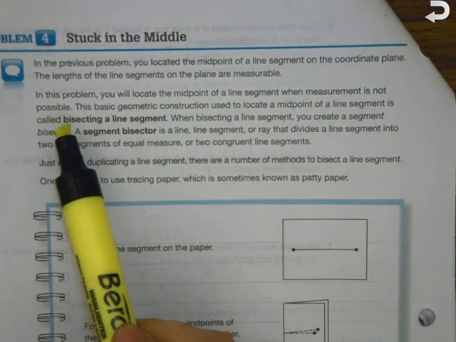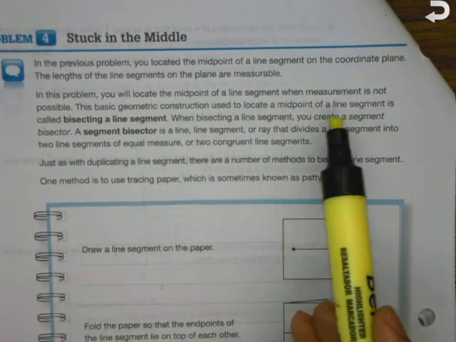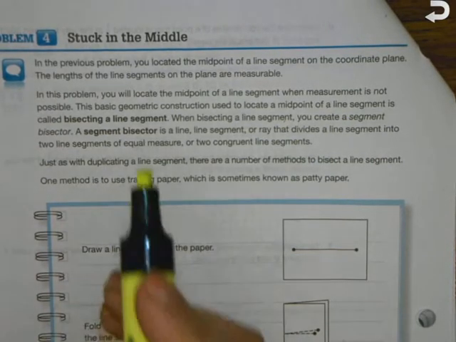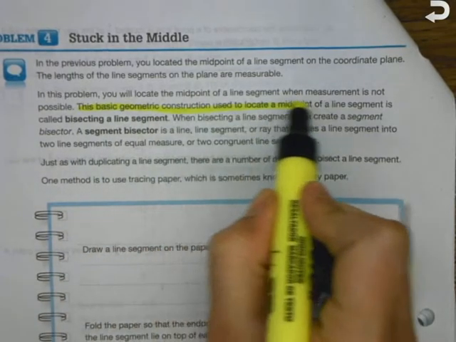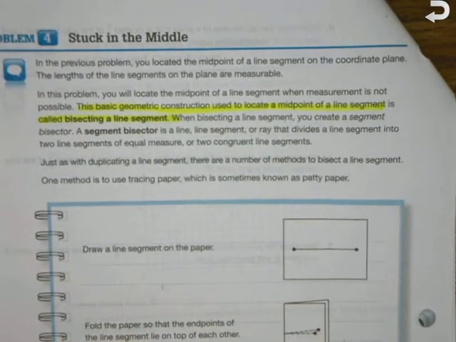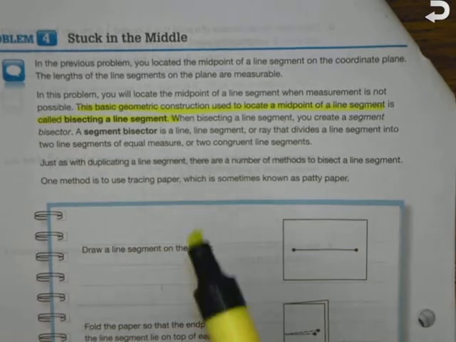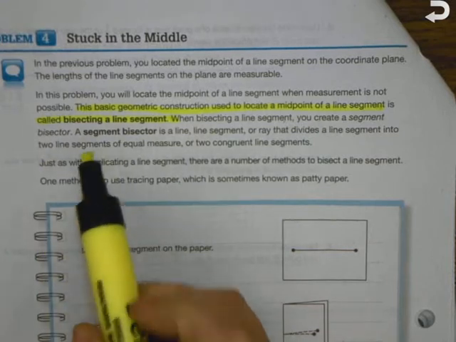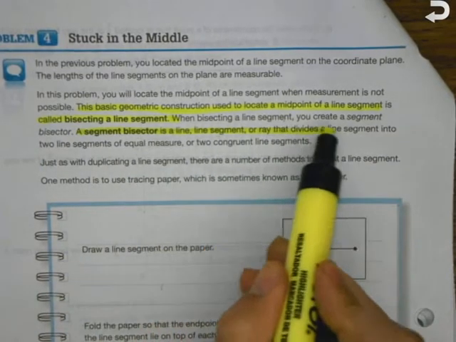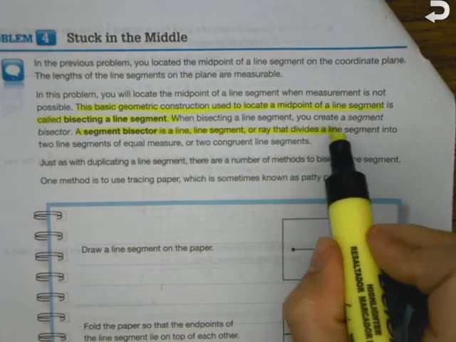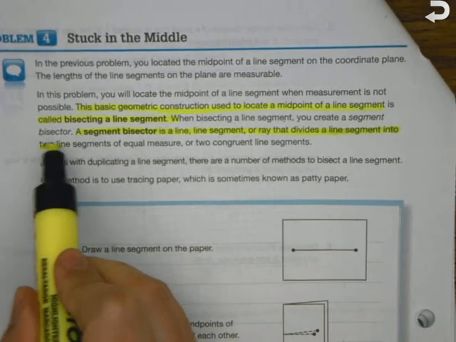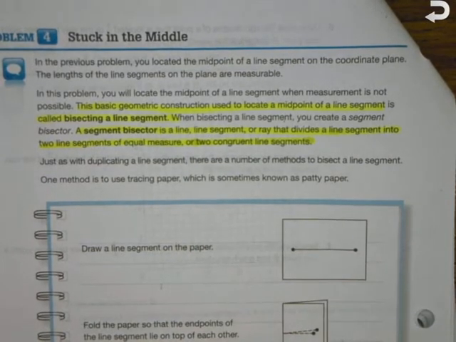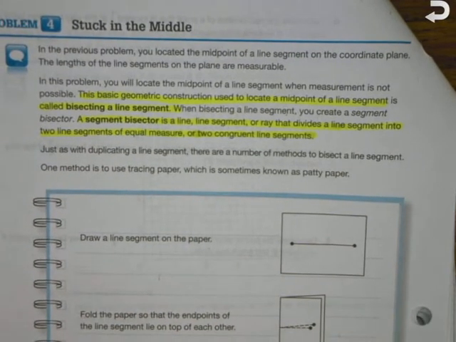The basic geometric construction used to locate a midpoint of a line segment is called bisecting a line segment. So I want you to highlight that. When bisecting a line segment, you create a segment bisector. A segment bisector is a line segment, or ray, that divides a line segment into two line segments of equal measure, or two congruent line segments. This term should be familiar because we've already talked about segment bisectors, right?